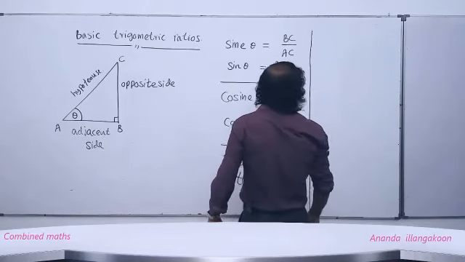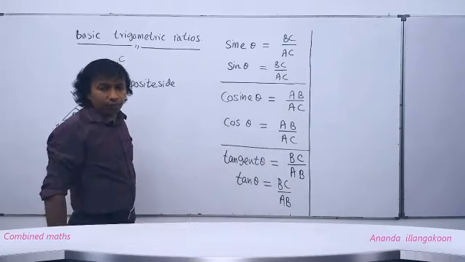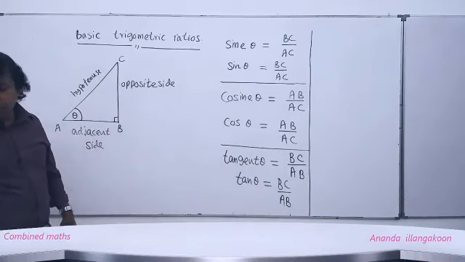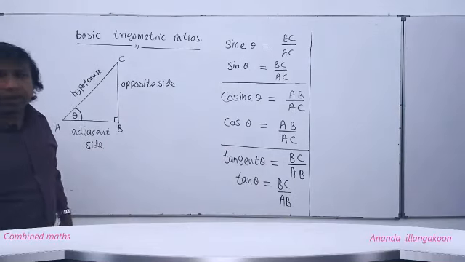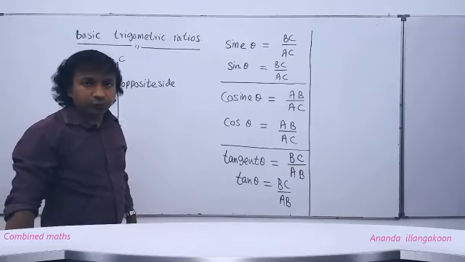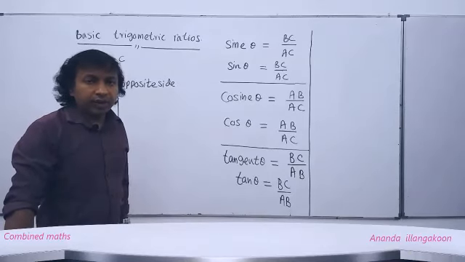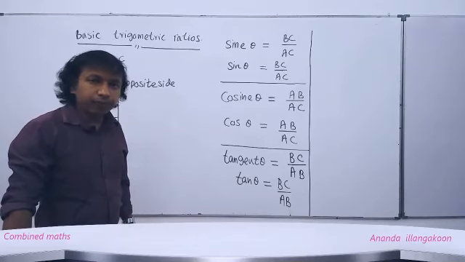In addition to these three basic trigonometric ratios, we define another three more. Those three you haven't done in your O levels. They are new trigonometric ratios for you. We learn that the first time in A levels.